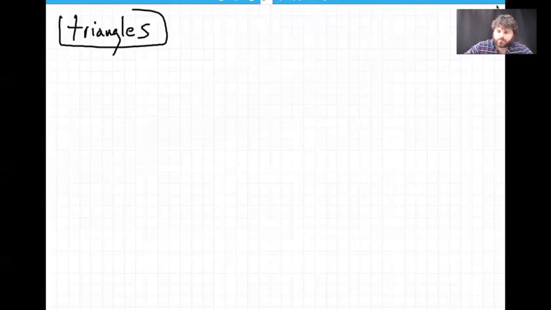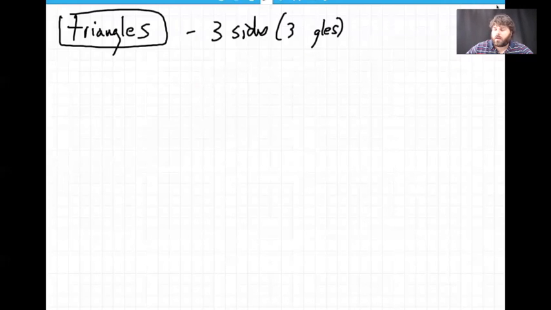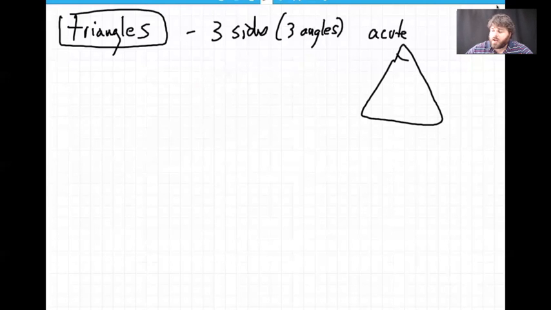All right, so we're going to go on to triangles. Remember, anything with three sides and three angles is what we call a triangle, right? Okay, so remember, an acute triangle, something sort of like this. No angle greater than 90. They all have to be acute. An acute triangle has all three angles that are acute, okay?